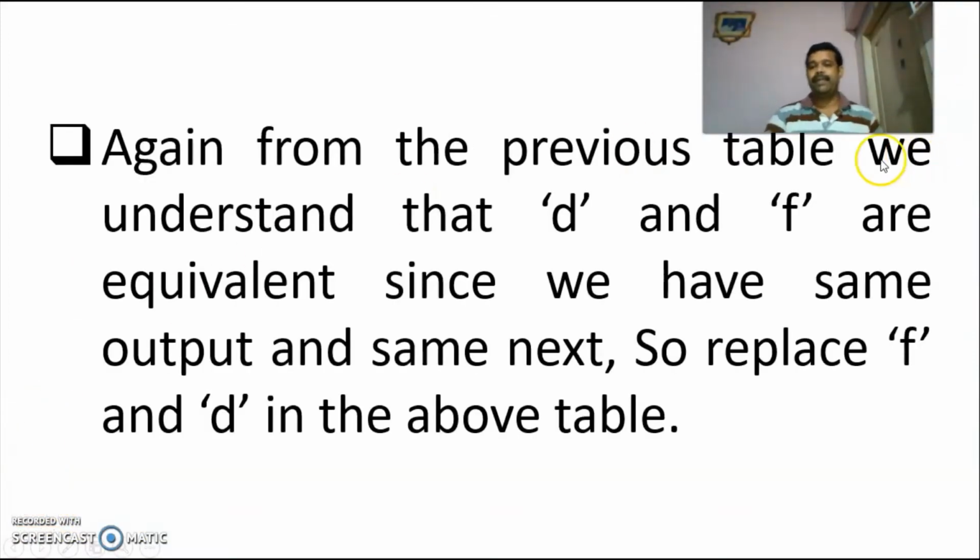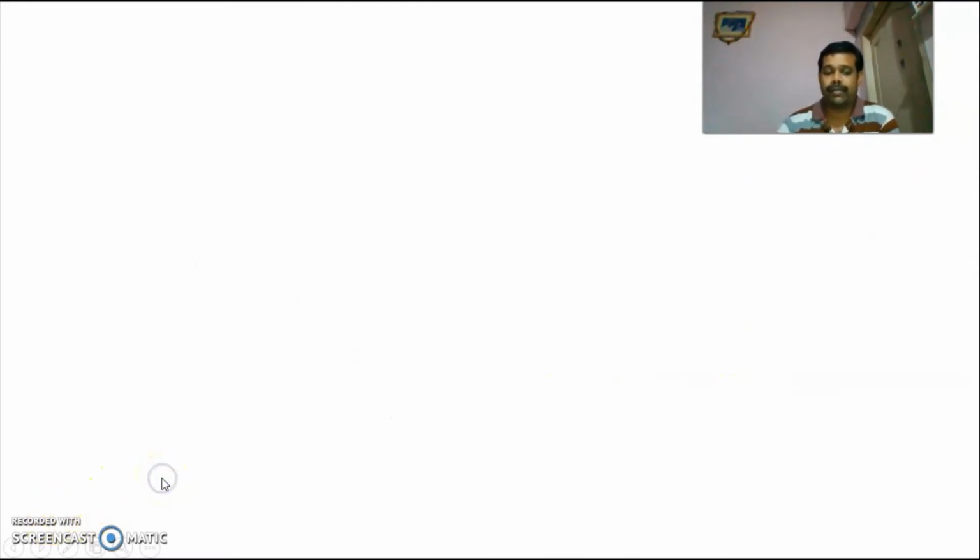So again from the previous table, D and F are equivalent. So we have the same output, since it has the same output and same next state. So we have replaced the F by D.